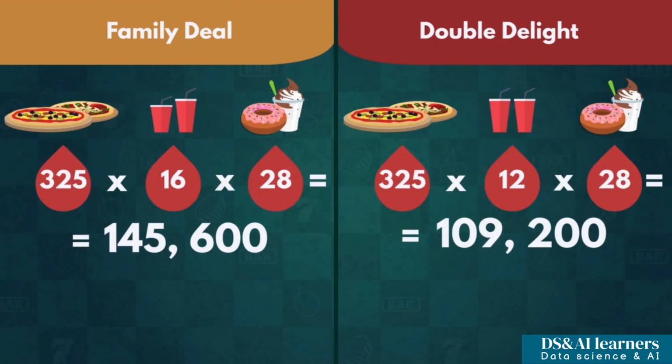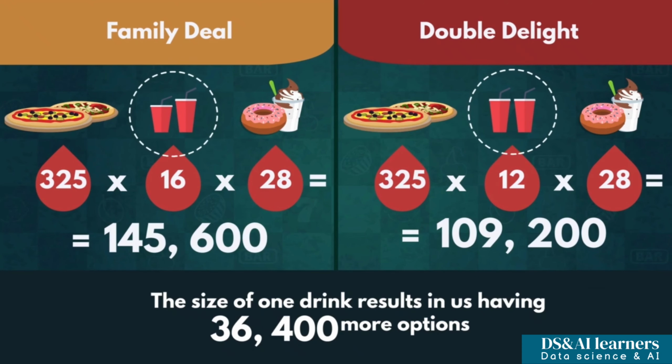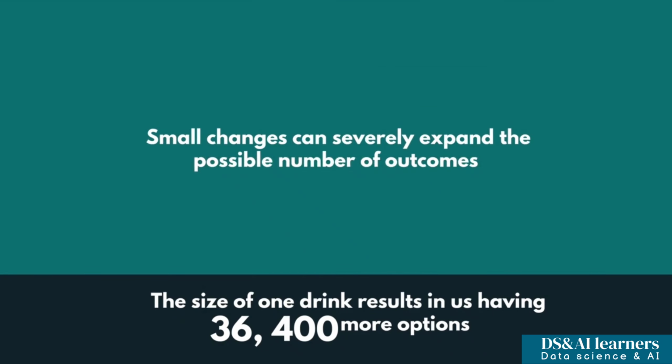Even though the only difference between the two deals is the size of one drink, it results in us having 36,400 more options. This is a perfect example of how small changes can severely expand the possible number of outcomes we have. This only goes to show that when using combinatorics, the devil is in the details, because every small difference matters.